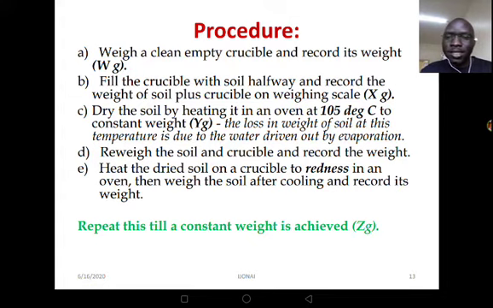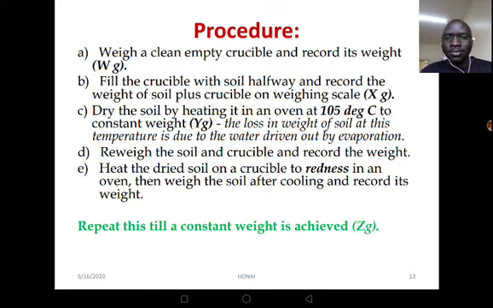And then after doing that, you dry the soil by heating it in an oven. You dry the soil, you heat it. Remember now in the first experiment how we dried the soil? So you do the same here. You heat it up to around 105 degrees Celsius. Because you know the boiling point of water is 100 degrees. So you can heat slightly above the boiling point of water, so that you are very sure that all the water has been evaporated or has been removed from the soil.